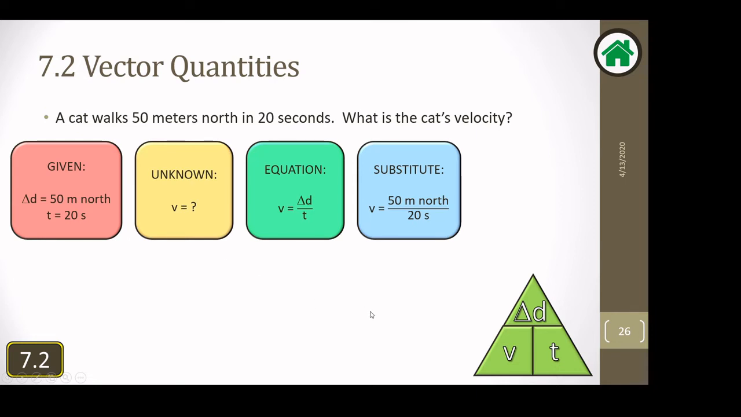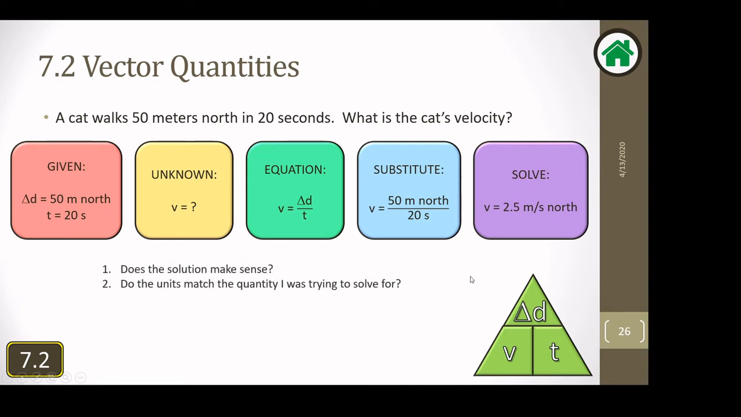Next I grab my calculator and I solve. So 50 divided by 20 is 2.5. The unit is going to be meters divided by seconds, or meters per second, and the direction is north. If you don't put north, then you've just given me the speed, not the velocity. You have to have the direction in order to make it velocity.